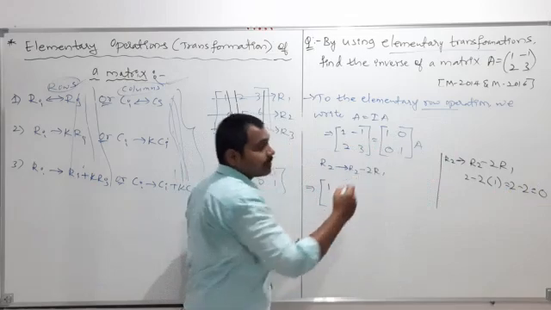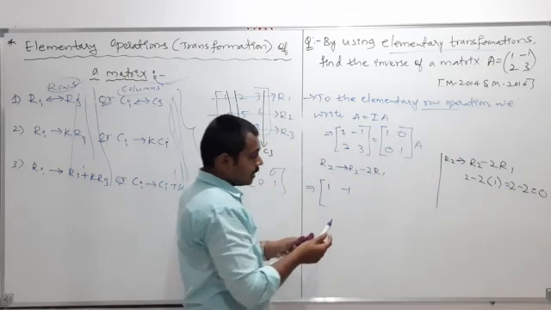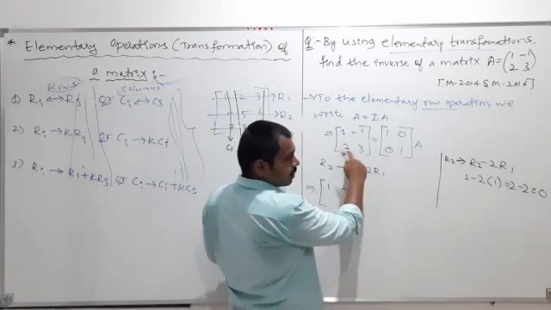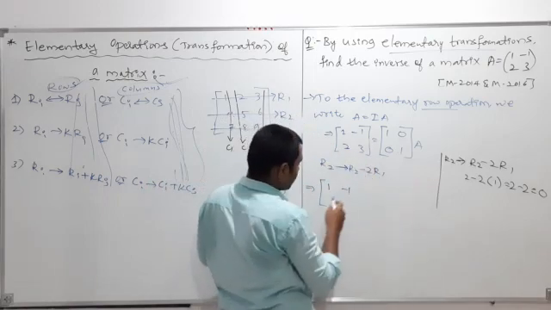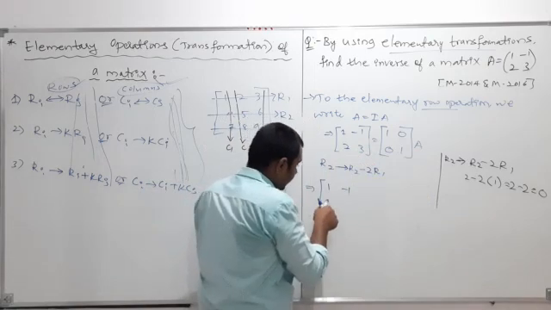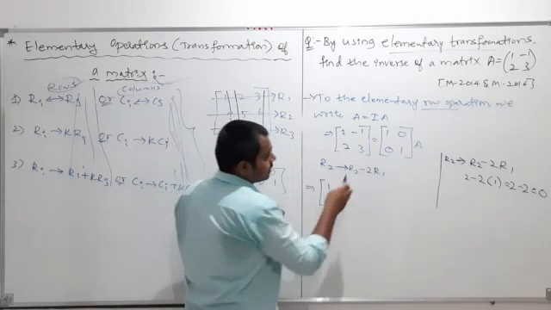Likewise, we should apply this to every element, my dear students. Next, we take row 2. This element I already discussed, and here I got it as 0. I write here it is 0. I write here it is 0. Clear?